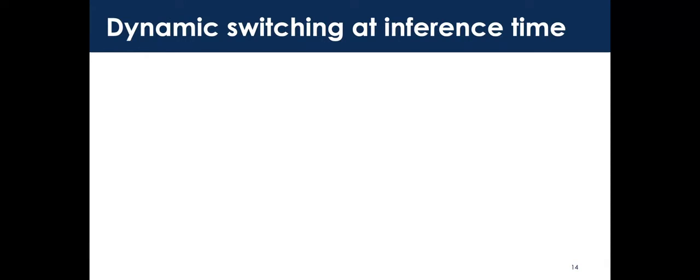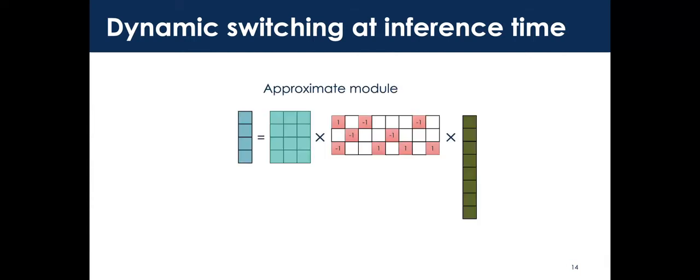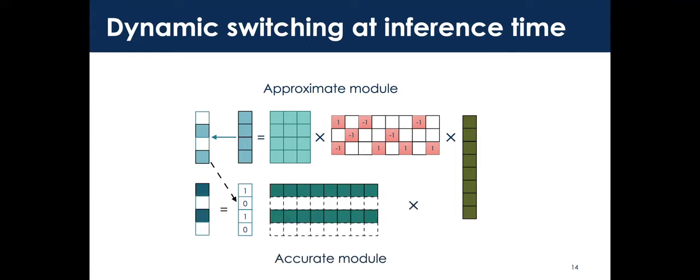After convergence, we use dynamic switching at inference time. Let me explain it in more detail. First, we execute the approximate module to get the result. Then, we generate the switching map based on thresholding. A 1 in the switching map means the activation value is sensitive, and we need the accurate result for that. Vice versa, a 0 means the activation can have approximate results. So with the switching map, we can then load and compute the corresponding output activations.